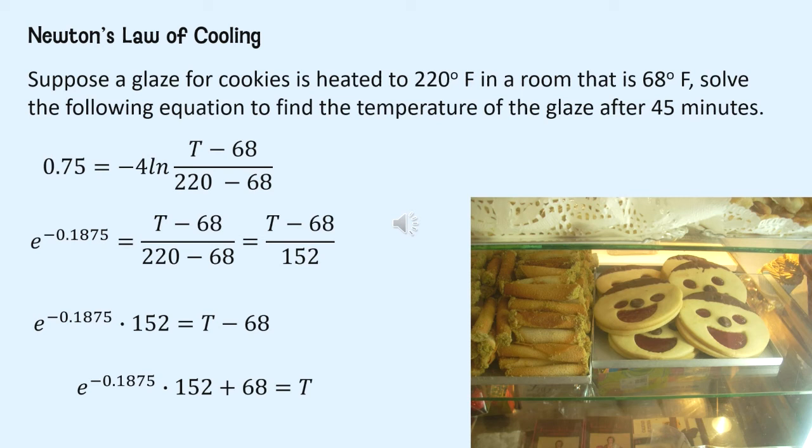So I get e to the negative 0.1875 times 152 plus 68 is equal to the time that I am looking for. If you correctly type that expression into a calculator, you will see that e to the negative 0.1875 times 152 plus 68 is approximately 194 degrees Fahrenheit. So after 45 minutes, the glaze has cooled from 220 degrees Fahrenheit to 194 degrees Fahrenheit in a room which had an environmental temperature of 68 degrees.